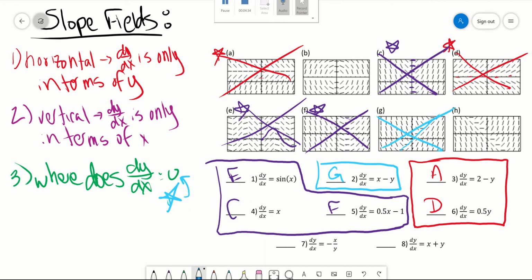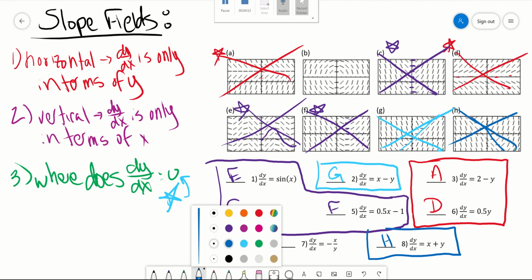Now with this one, 8, instead of x and y being the same, x and y would have to be opposite of each other. So this one we would be thinking of the line y equals negative x. Well, that doesn't work here, but it does here. So that means our answer is H.